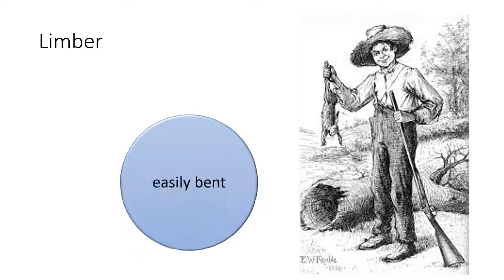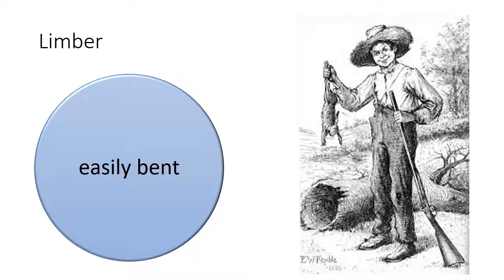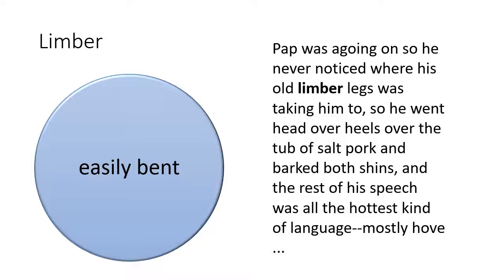Limber: easily bent. An example: Pap was going on, so he never noticed where his old limber legs was taking him, so he went head over heels over the tub of salt pork and barked both shins, and the rest of his speech was all the hottest kind of language.